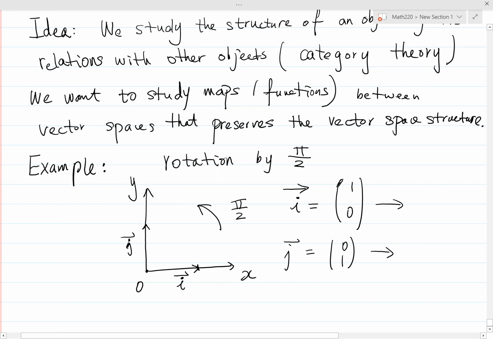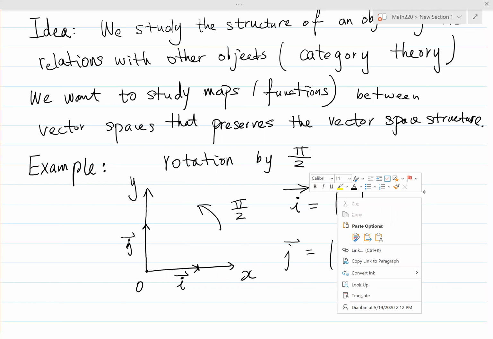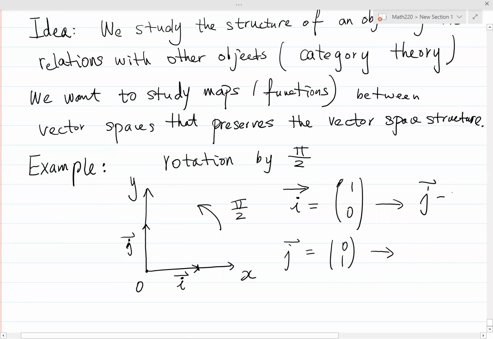Anyone know? What do we get if we rotate I by power 2? What do we get for I if we rotate I by 90 degrees? 0, 1, correct. We obtain J equal to 0, 1. So if we rotate I, then we get J. How about J? We rotate J by power 2. Negative I, good. Which will be negative 1, 0.